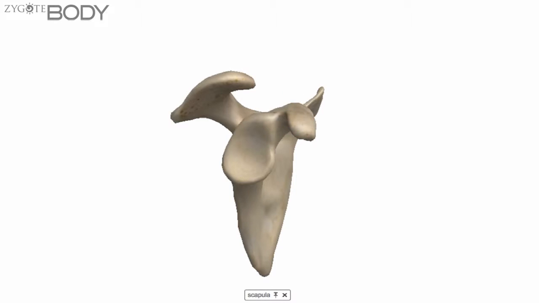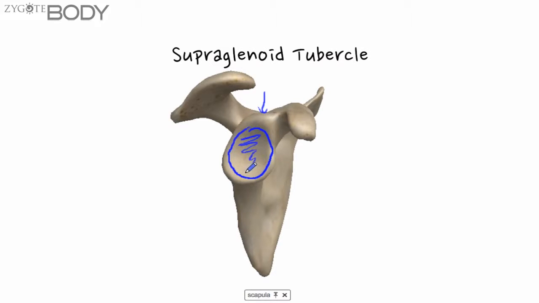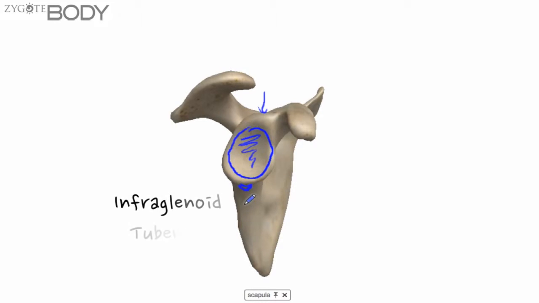Now another important structure to know here is this cavity. This is called the glenoid cavity, and there is a tubercle here on the superior part of the glenoid cavity, the supraglenoid tubercle. On the inferior side, you should find another tubercle here. This is called the infraglenoid tubercle.